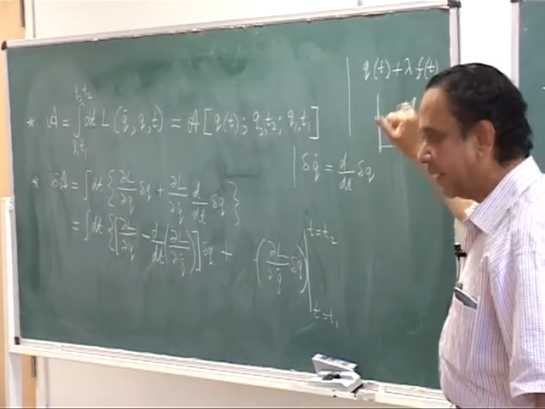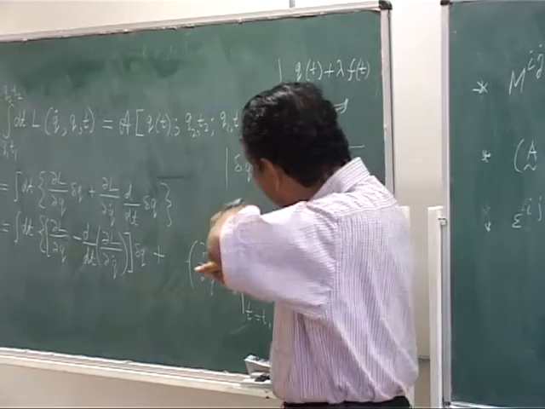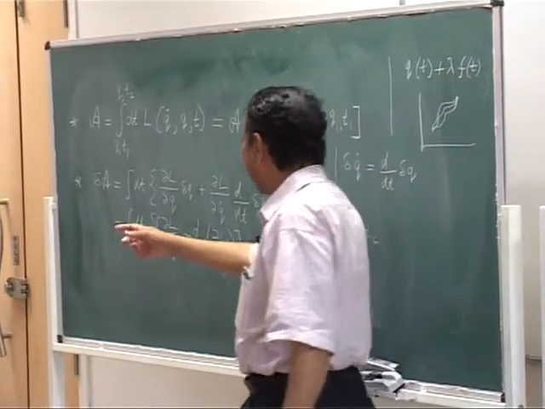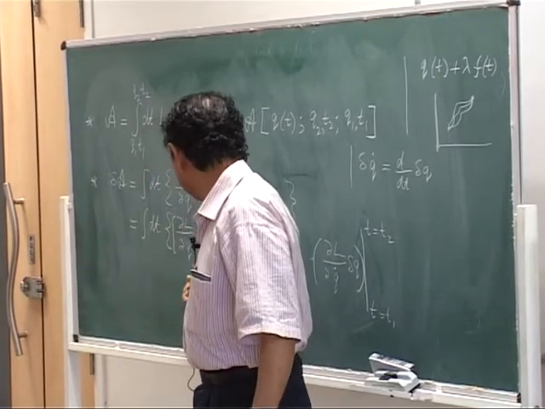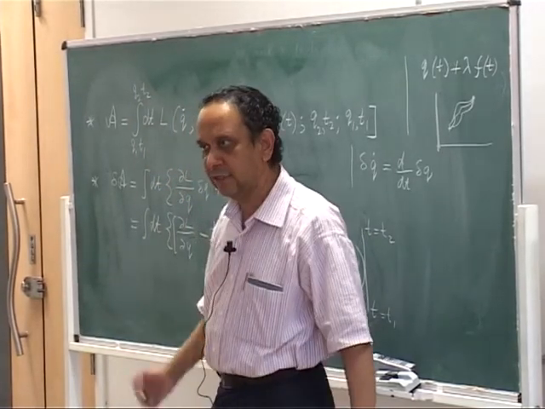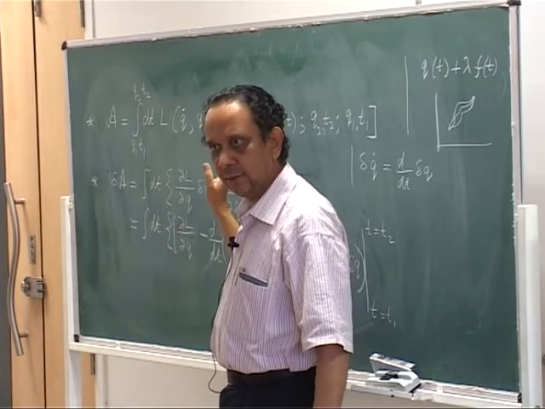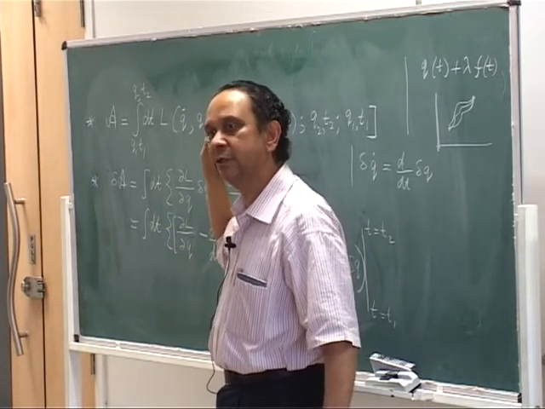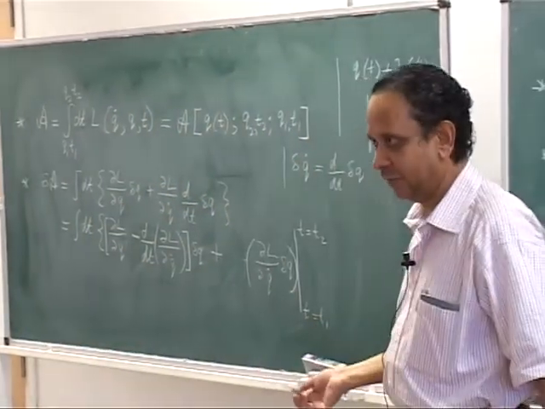Okay. The endpoints remain fixed and you are considering it for different paths, and if delta q is 0 and you demand that delta A should vanish, then you get your equations of motion. Okay, this is your standard equations of motion. Is that clear? I mean, this brings back the old memories.